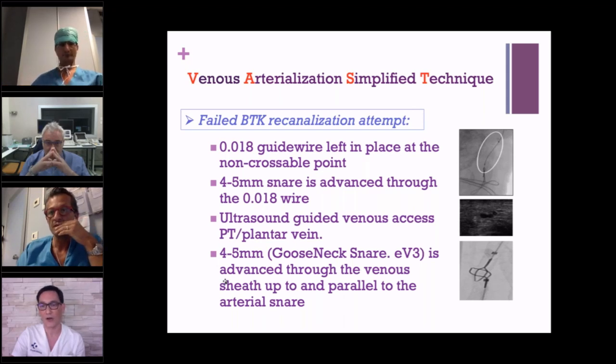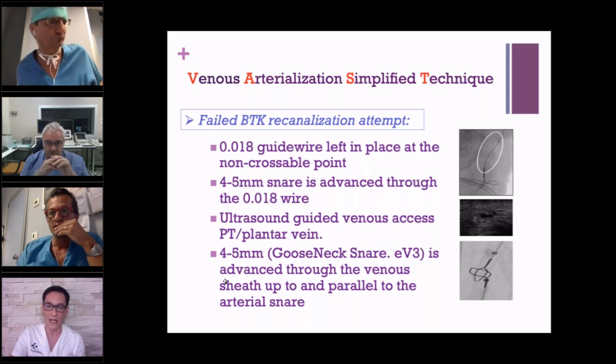our 014 or 018 wire in place. We progress a 4 or 5 millimeter snare through the wire, and then we gain access at the level of the posterior plantar vein or posterior tibial vein, distally at the ankle, and then through this axis we progress a second snare up to and parallel to the former one.